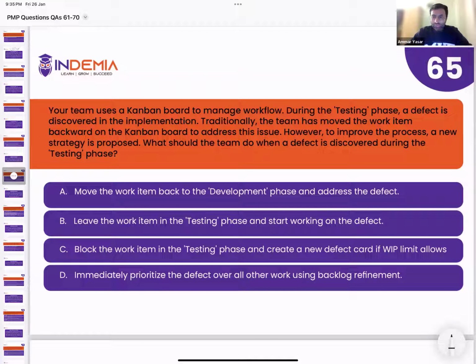Okay, so I can see option B. Rafi, why option B?